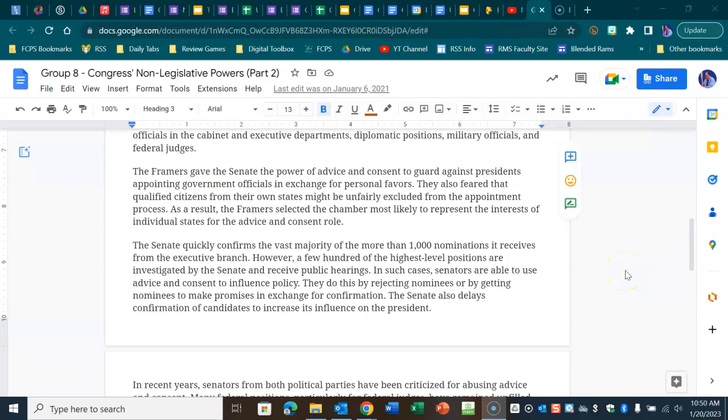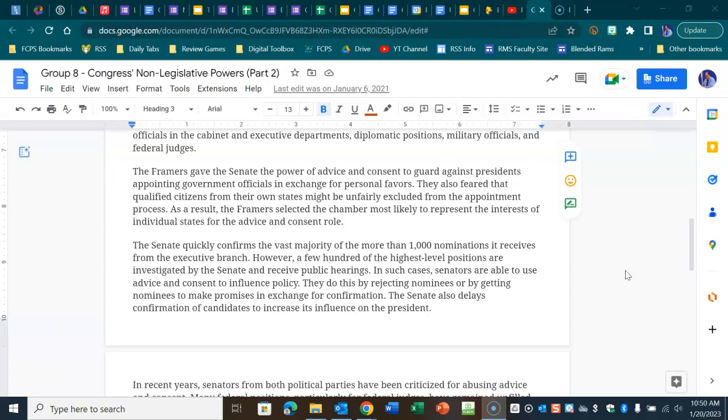The framers gave the Senate the power of advice and consent to guard against presidents appointing government officials in exchange for personal favors. They also feared that qualified citizens from their own states might be unfairly excluded from the appointment process. As a result, the framers selected the chamber most likely to represent the interests of individual states for the advice and consent role. The Senate quickly confirms the vast majority of more than 1,000 nominations it receives from the executive branch.